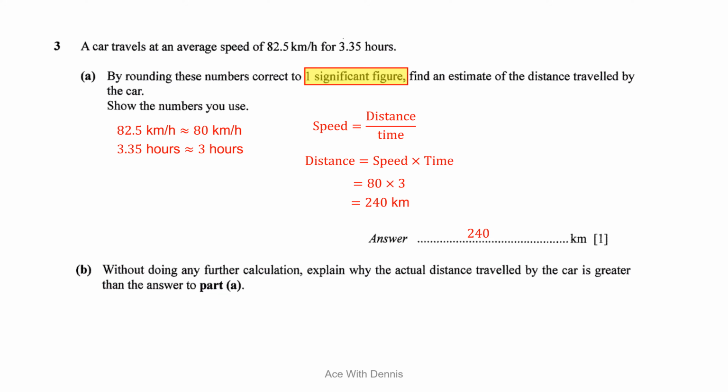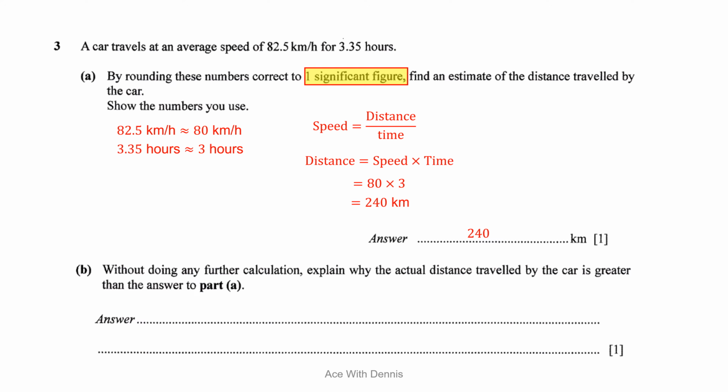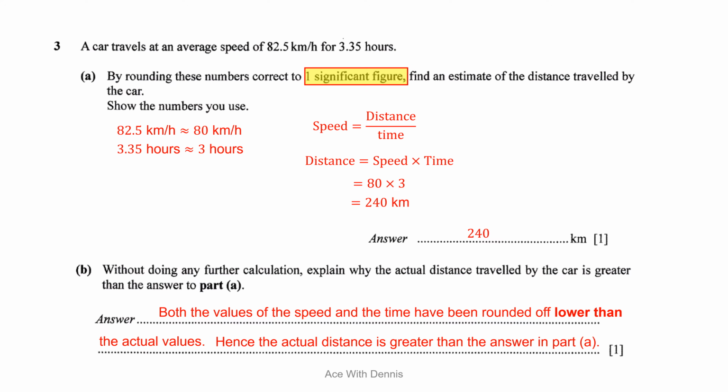B. Without doing any further calculation, explain why the actual distance traveled by the car is greater than the answer to part A. 1 mark. As we can see, both the speed and time were rounded lower than the actual values. That's why the actual distance traveled by the car is greater than the answer in part A.